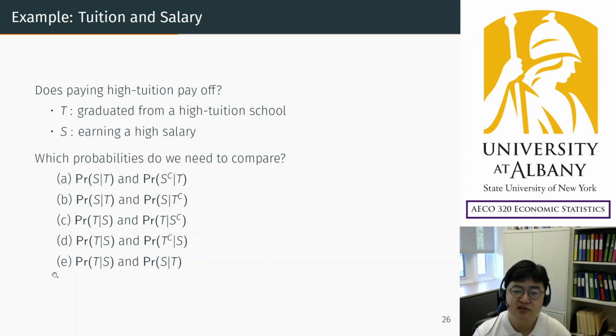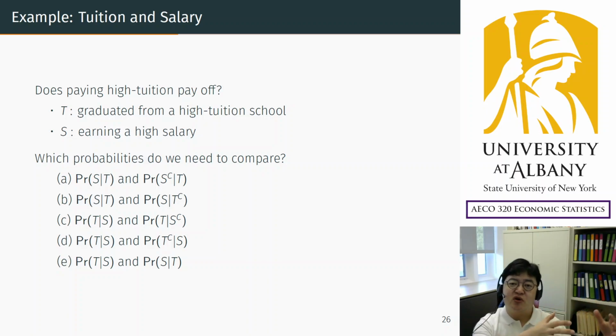What kind of probabilities do you need to calculate? Think about it more carefully. Again, just in case you don't remember what this means, the probability of S given T means the probability of earning high salary given that you have graduated from a high tuition school, right? So the first one is the main event of interest, and the second one is the conditioning event.